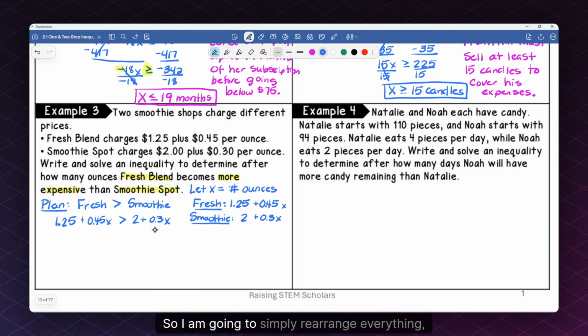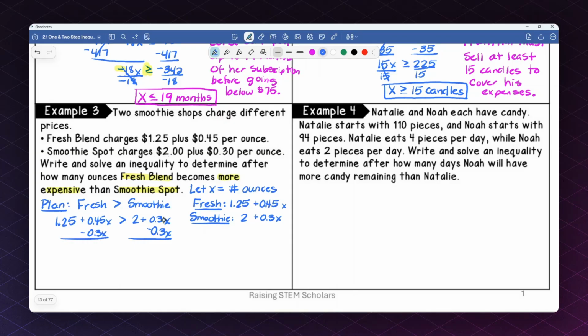So I am going to simply rearrange everything just like how we've done every inequality up until now. I'm going to move my x's to my left and the numbers to the right. So I'm going to go ahead and subtract 0.3x and move it over here. And so we get $1.25 plus 0.45x minus 0.3x is going to give me 0.15x greater than 2. And so now I can move this 1.25 over.